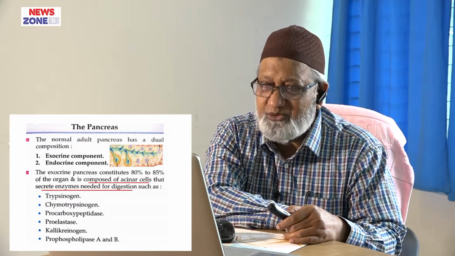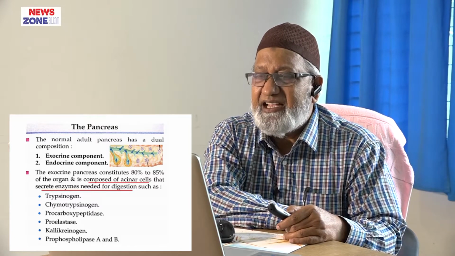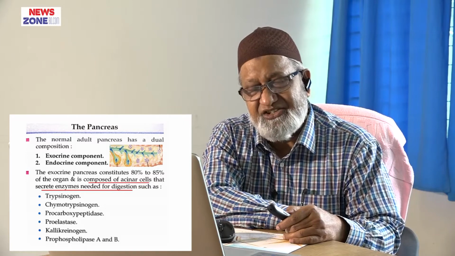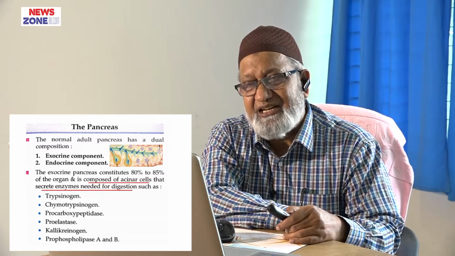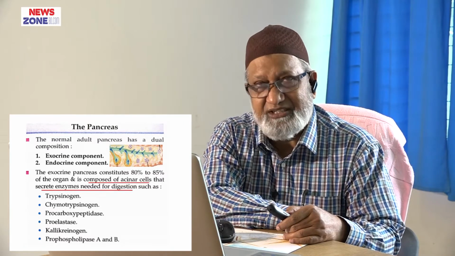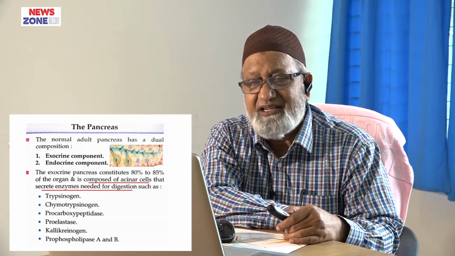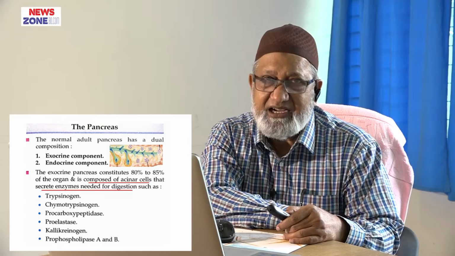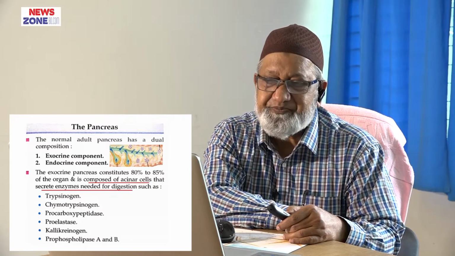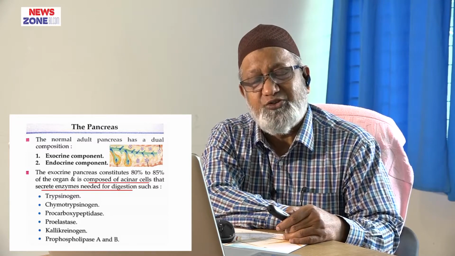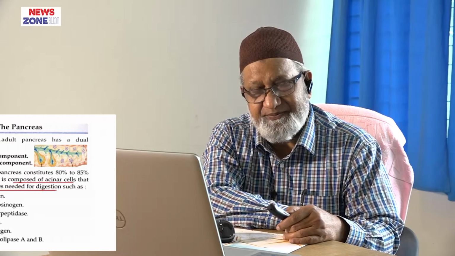Again I am telling you, the exocrine or acinar cell secretes enzymes needed for digestion. These enzymes are trypsinogen, chymotrypsinogen, proelastase and phospholipase A and B. Please remember at least 3 or 4.